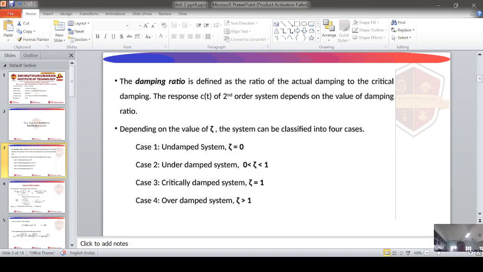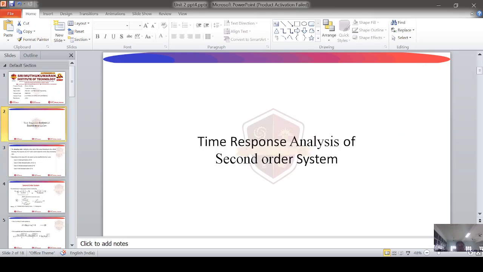Introduction. A second order system is represented by second order differential equations. Such systems are widely used in engineering because they accurately describe many practical systems. The response depends mainly on the damping ratio psi and the natural frequency omega n.